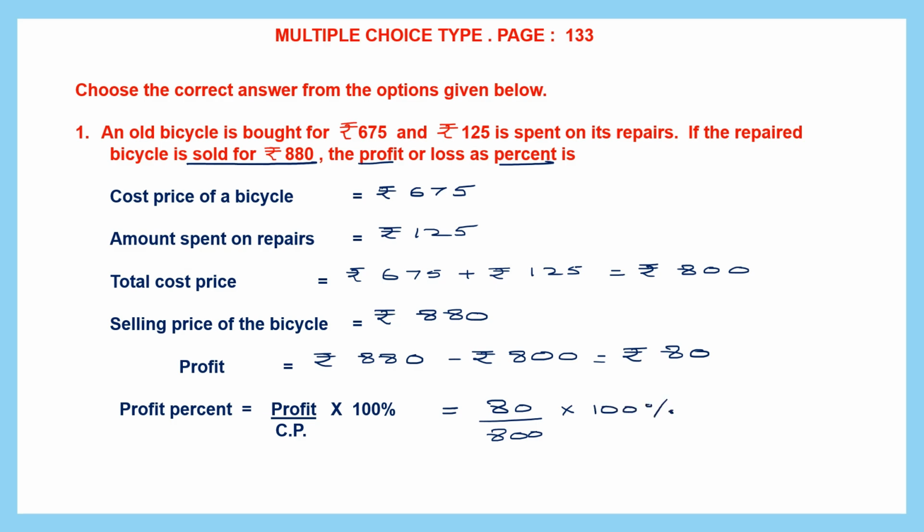Now we can cancel. I can cancel 100 and 800. 100 once and 100 into 8. And I can cancel 80 and 8. So that is 10. So here I have 10%. That means the profit percent is 10%. So that is our answer. Option 1. Option 1 is 10% and that is our answer.